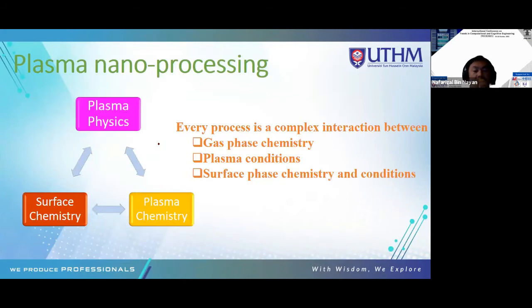Okay. For plasma nanoprocessing, we need to understand these three terms: we have plasma physics, surface chemistry, and plasma chemistry. Every process is a complex interaction between gas phase chemistry, plasma condition, and surface phase chemistry and conditions.